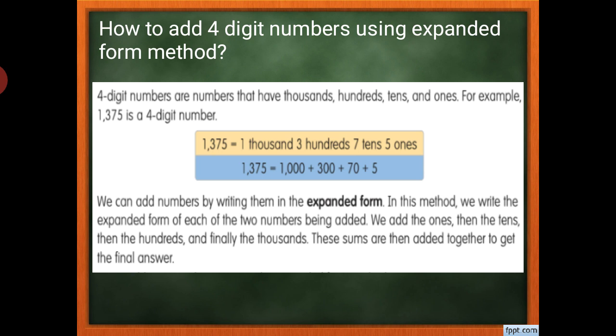So here first is how we can expand a 4-digit number. For example, here a number is given, 1375. So we can expand this number as 1 thousand 3 hundreds, 7 tens and 5 ones. This is in words, and if we want in digits, we can write it in numbers as well: 1000 plus 300 plus 70 plus 5. So we have expanded here all the digits of the number according to the place values.